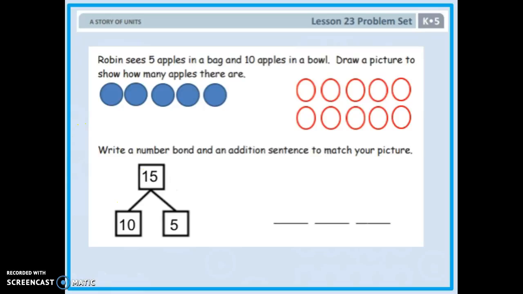And then 15. Next, we're going to be writing the number sentence. Is this an adding sentence or a takeaway, subtracting? Let's think about that. Robin sees 5 apples in the bag and 10 apples in a bowl. It didn't say she's taking any away, so I'm pretty sure she's going to be adding. 5 plus, what's my next number? That's right, 10. Now we need the equals. How many altogether? That's right, 15.